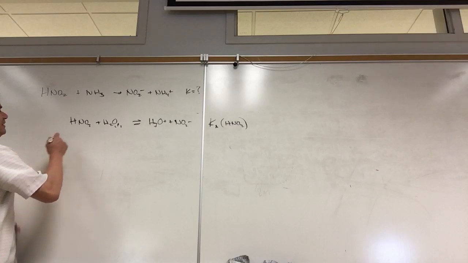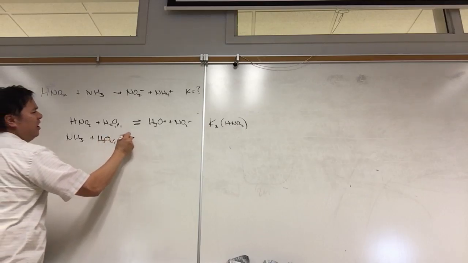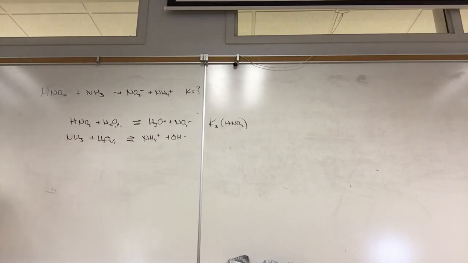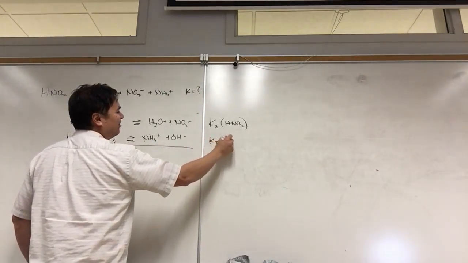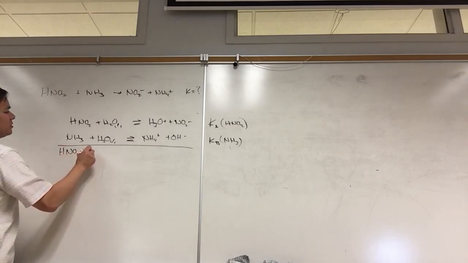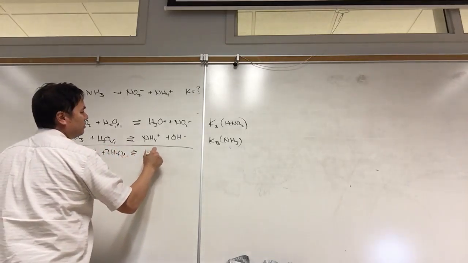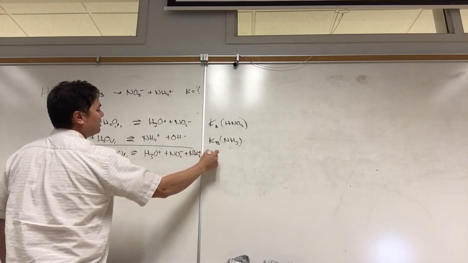If we look at Kb, let's add these two up. The second equation is Kb for ammonia. Do you recognize it? And so we get HNO2 plus NH3 plus 2 waters yields H3O+ plus NO2- plus NH4+ plus OH-.